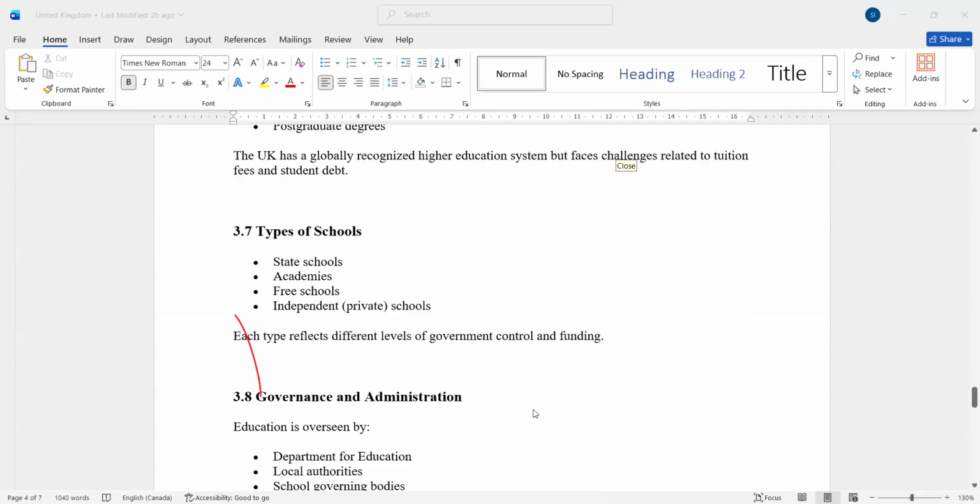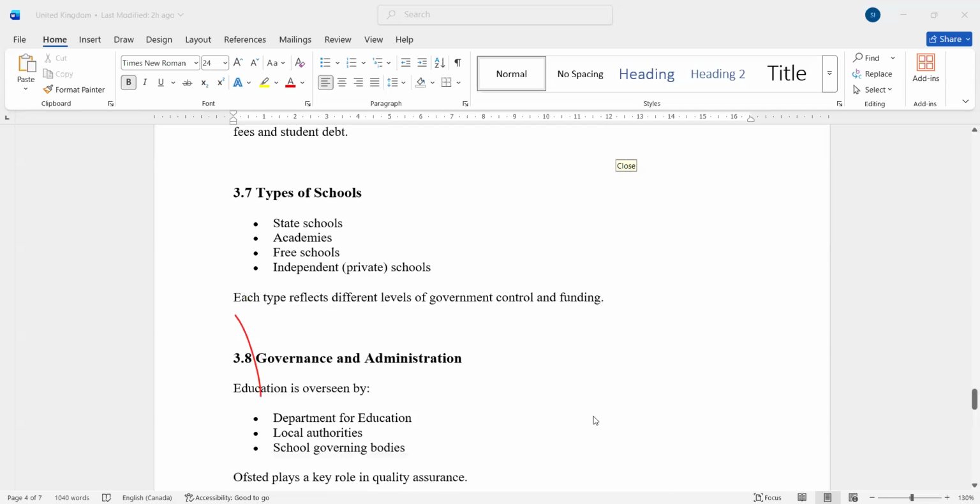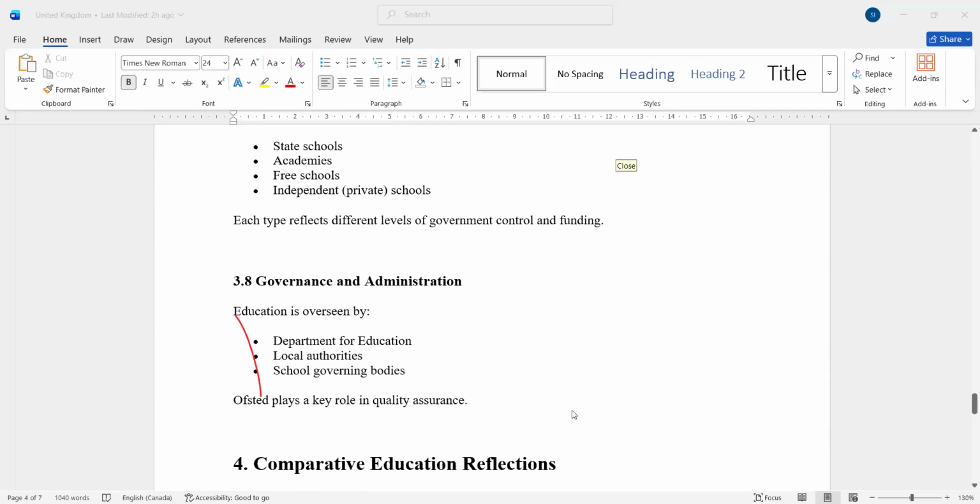And types of schools: state schools, academies, free schools, independent schools. Each type reflects different levels of government control and funding. So they are categorizing according to government control and funding. Even we have government schools, semi-government, private, likewise. Governance and administration: how they administrate these schools, Department for Education, local authorities, school governing bodies. We have 3 organizations, right? National Education Commission, National Institute of Education, and Ministry of Education.